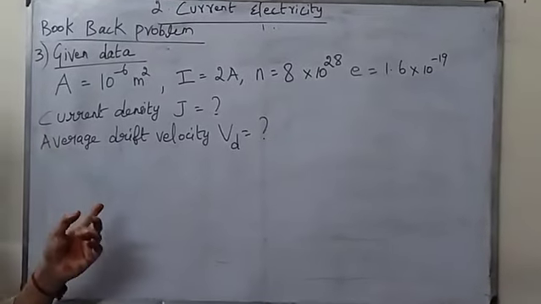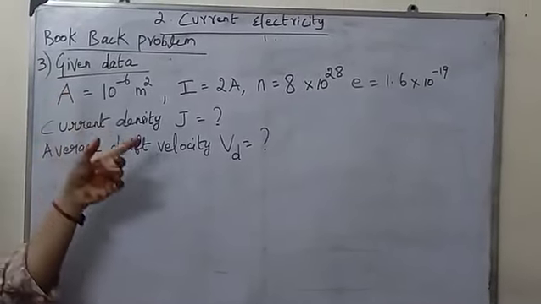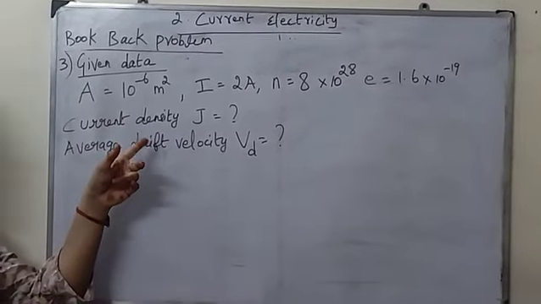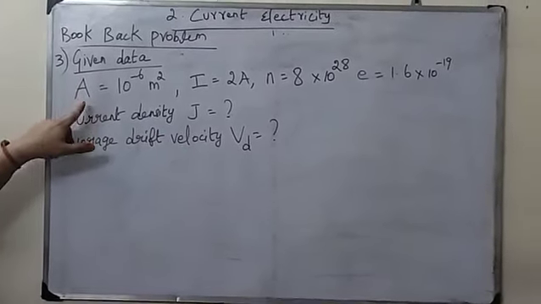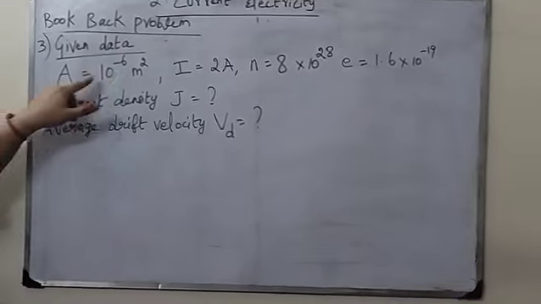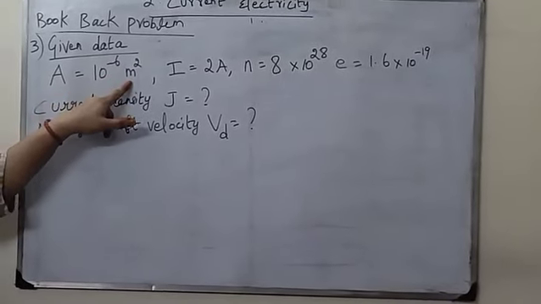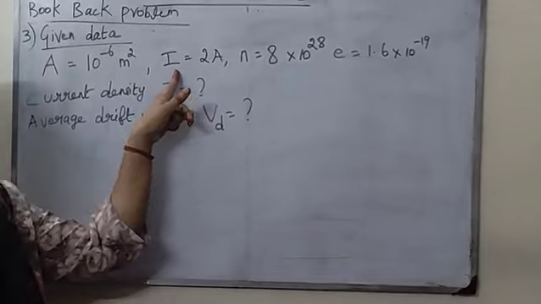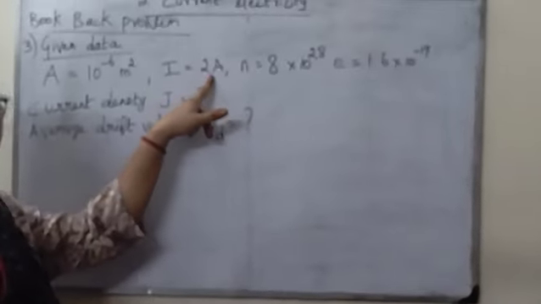Coming to the third problem, I have written only the data alone. You can refer to the book, children, for the question. What they have given is the area, A equal to 10 to the power of minus 6 square meter, and the current I passing through a conductor, which is 2 ampere.